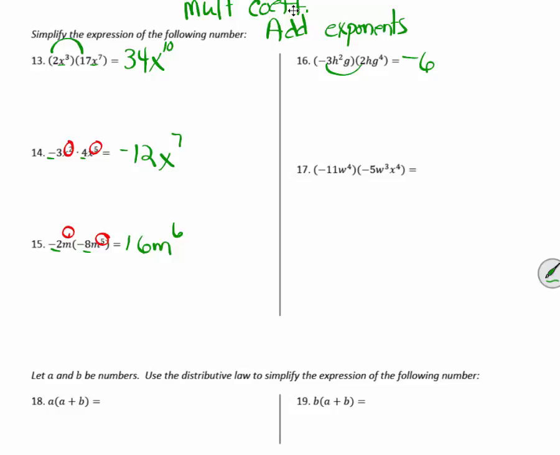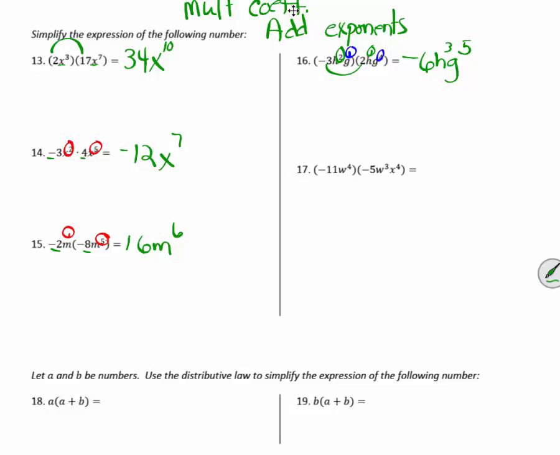Now with this one, I'm going to match up my h's, right? I have h squared, h to the first. I'm going to add those, h to the third. Then I'm going to do my g's. I have g to the first, g to the fourth. Keep the base, add the exponents.